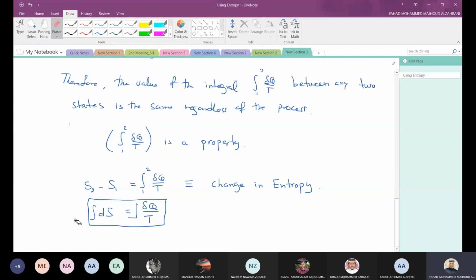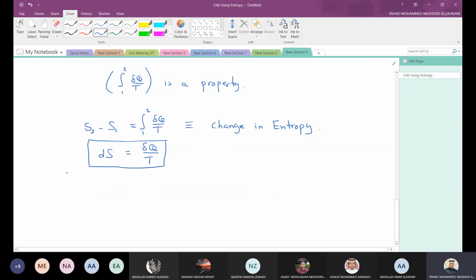All right, and this gives us the basic definition of entropy, which is dS equals dq over T. So this is the original definition of the change in entropy. Since this is a property, it goes exactly the same as all other properties we have studied. So S here is extensive, capital S. If I want the specific entropy, what do I do? Specific entropy, small s, is capital S divided by the mass.